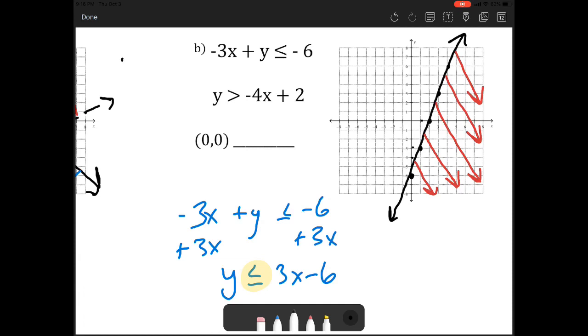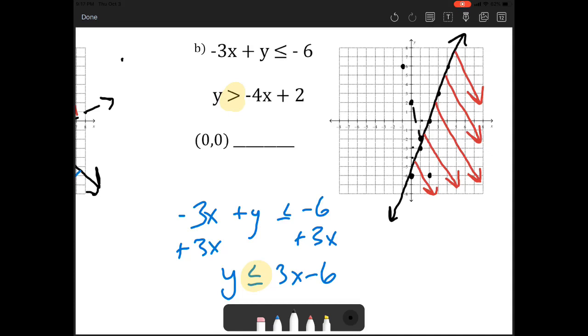Perfect. So now I'm going to do my second graph. This one's already set up for me, so I'm going to start at my y-intercept, which is 2. And then notice my graph is going to have a negative slope because I have negative 4. So I'm going to go down 4, over 1. Down 4, over 1. I can do the same thing, go in the opposite direction. Up 4, over 1.